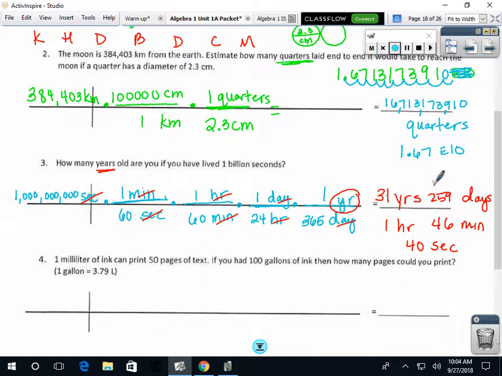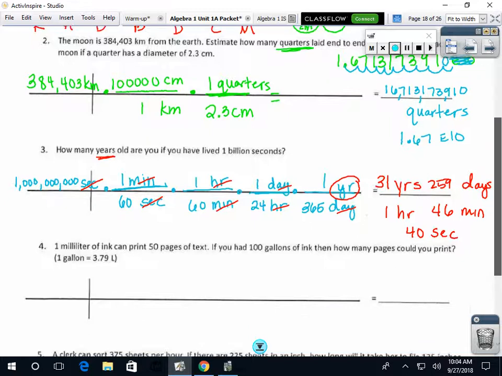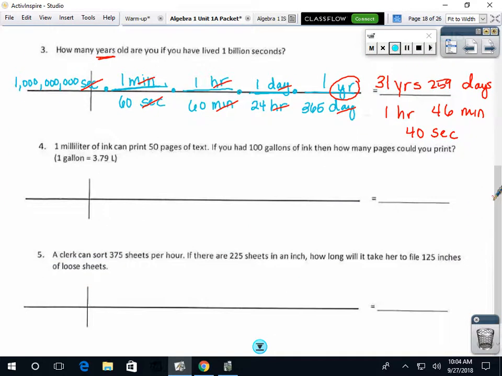All right, one more question, number 4. 1 milliliter of ink can print 50 pages of text. If you had 100 gallons of ink, then how many pages could you print? And then they tell you 1 gallon is 3.79 liters. Okay, so what do you need to start your conversion chain with? What do we actually have of the ink? 100 gallons.